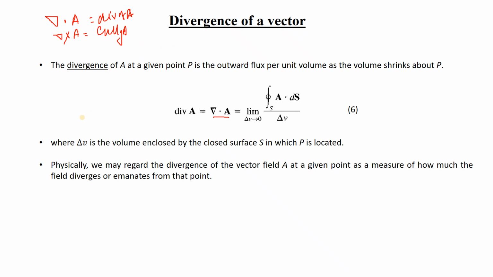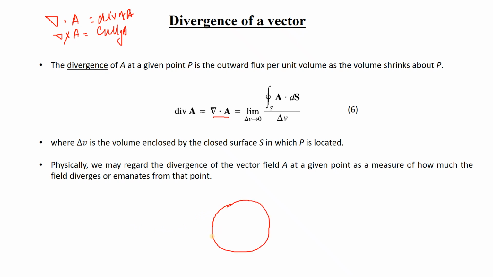Now we are discussing the divergence of a vector. The divergence of a vector at any point P is the outward flux per unit volume as the volume shrinks about P. To calculate it, you find the dot product of the del operator with the vector. But what does divergence mean? The term diverge means something is spreading out, and divergence comes from that word.